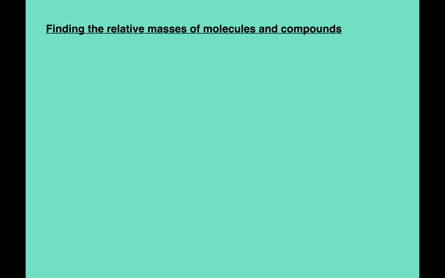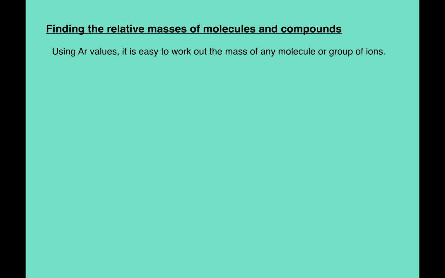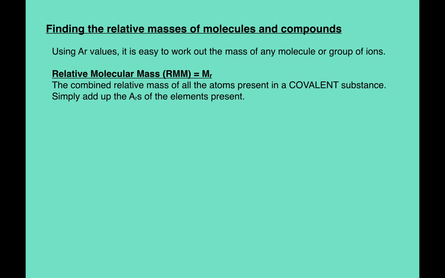Right, so we can use relative atomic masses to find the relative masses of molecules and of compounds. Essentially we just add them all up. So we look at the relative atomic masses of the things involved, and we can work out the relative molecular mass of a particular covalent substance or compound. Let's have a look at a few simple examples.